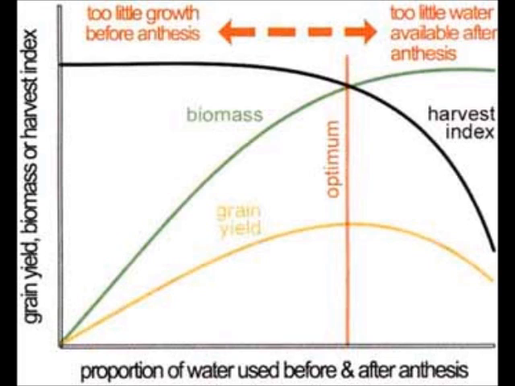This is a typical harvest index graph. This is of a grain crop. The orange line down at the bottom represents the grain yield or the economical yield. The green line through the middle represents the overall biomass of the crop. That's the economic and biological yield combined.